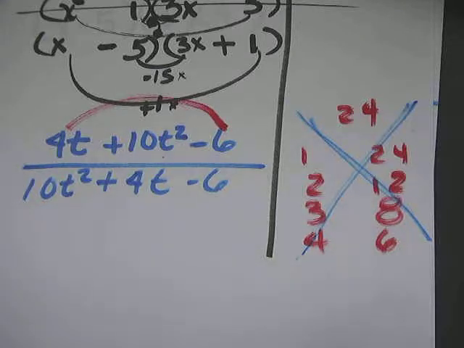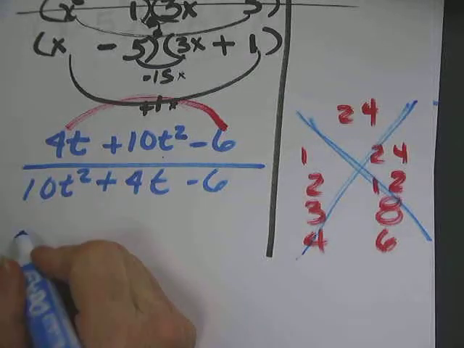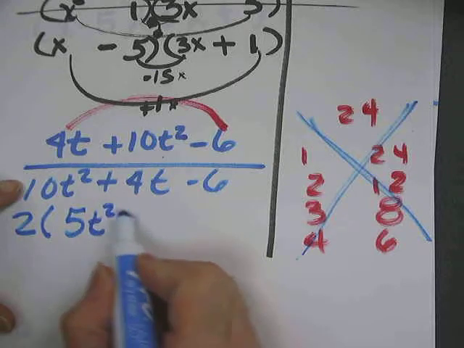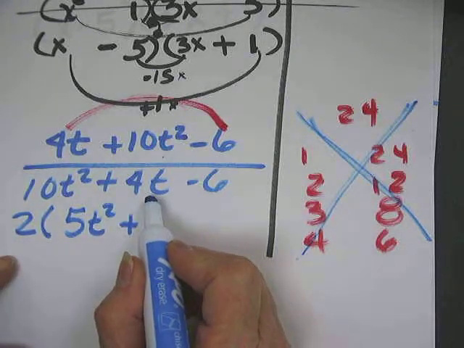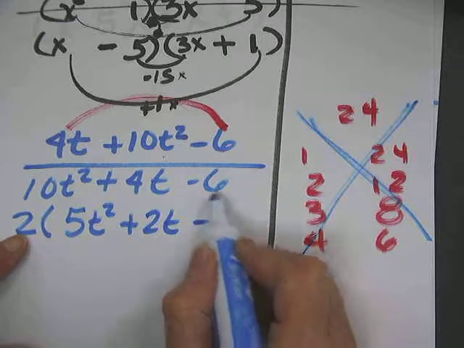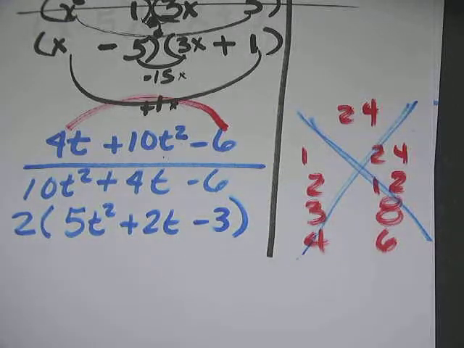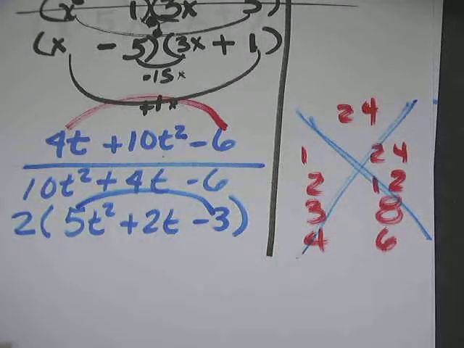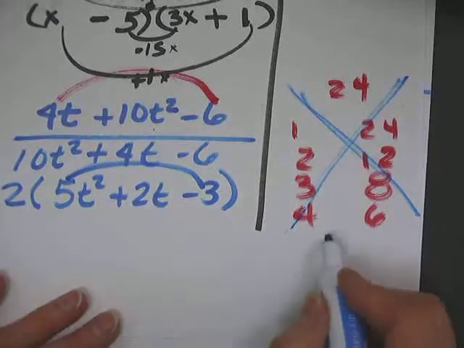Sorry about that. What do we look for first before we do all this stuff? Greatest common factor. Look up there. Is there a common factor? 2. Okay. So we have 5t squared plus 2t minus 3. Right.